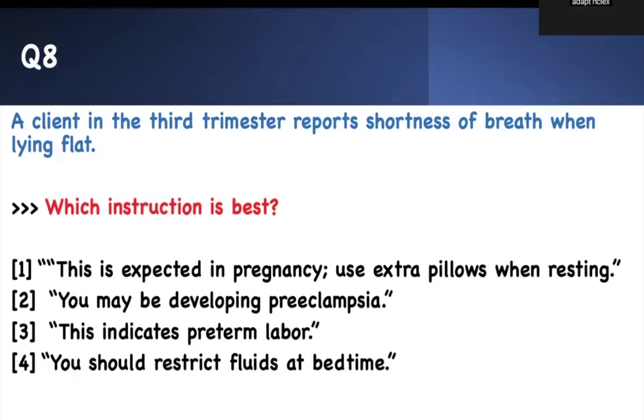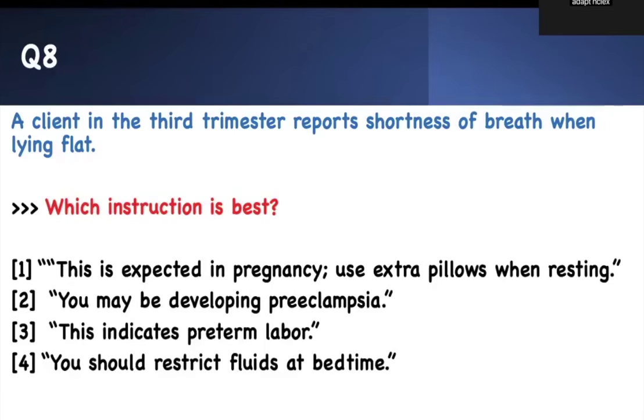A client in the 3rd trimester reports shortness of breath when lying flat. Which instruction is best? This is unexpected in pregnancy. Use an extra pillow when resting. You may be developing preeclampsia. This indicates preterm labor. You should restrict fluid at bedtime. What do you think in this situation? In the 3rd trimester with the gravid uterus, they lie flat, they have shortness of breath, and they call you. What do you tell them?